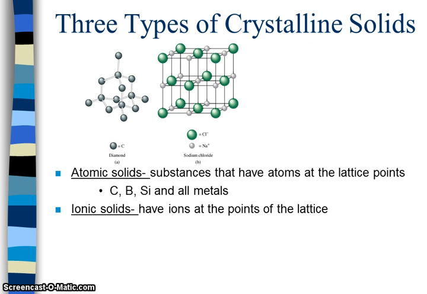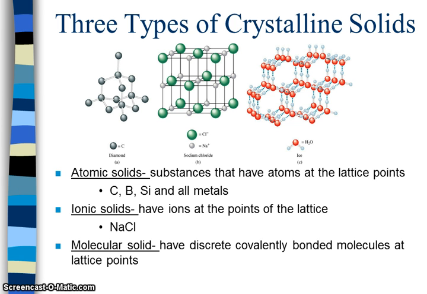The second type of crystalline solid is called an ionic solid. Again, the name tells you what's at the lattice points. Ionic solids have ions at their lattice points. Sodium chloride is a good example of this. If we look at our model up on top for sodium chloride, we have sodium ions and chloride ions found at the lattice points of each of our individual unit cells.